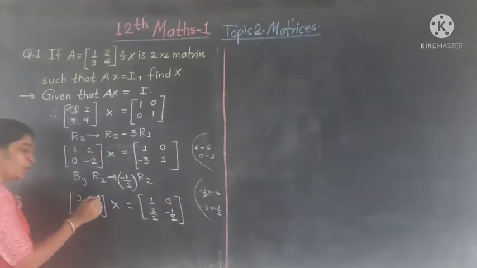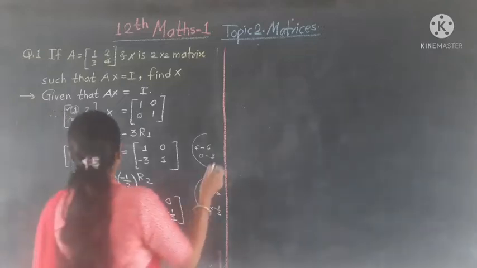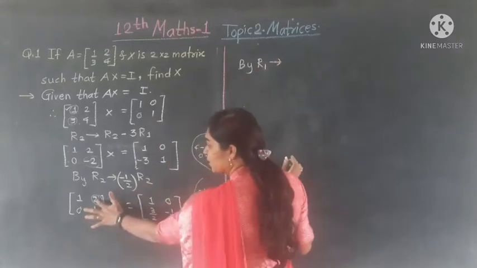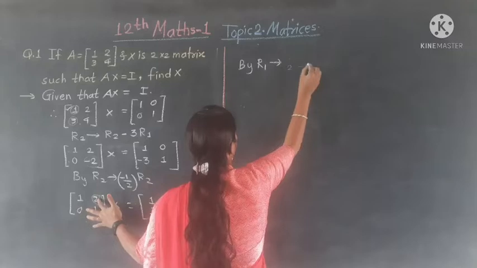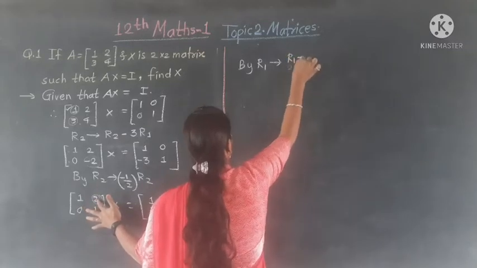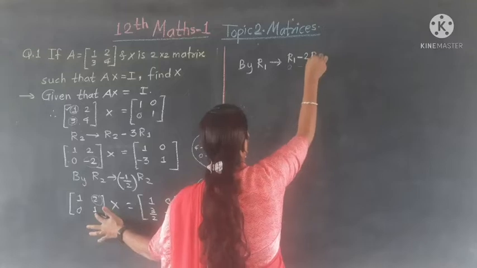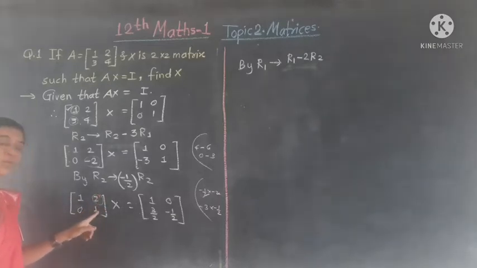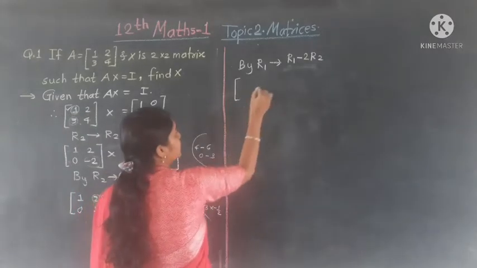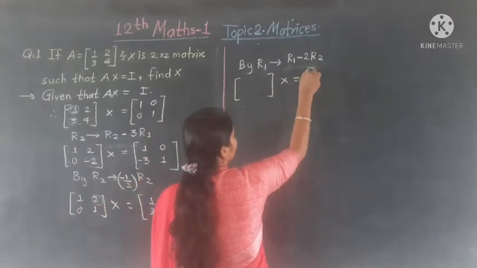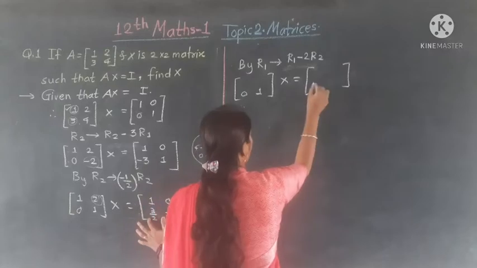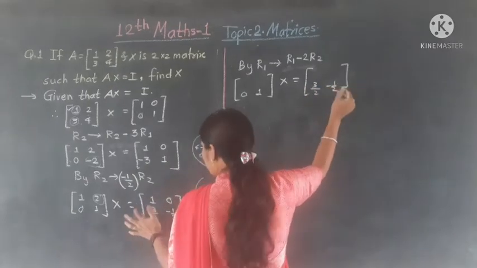Here 1 0 1. Now we want this to become 0. So how do we do it? R1 changes to R1 minus 2 R2, because we want 0 in R1: 2 minus 2 becomes 0. Here 2 is the R1 element, so we multiply R2 by 2 and subtract it. X becomes as it is. There is a change in R1, so write R2 as it is: 0 1, and here 3 upon 2, minus 1 upon 2 as it is.